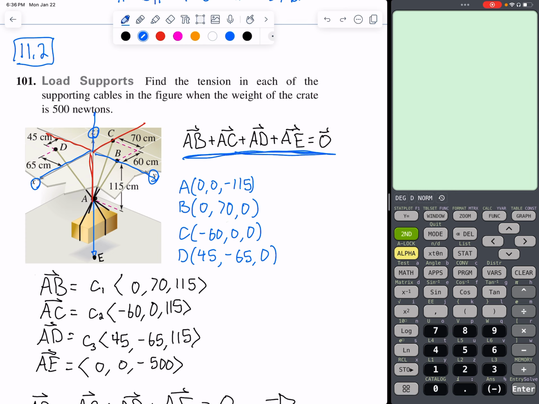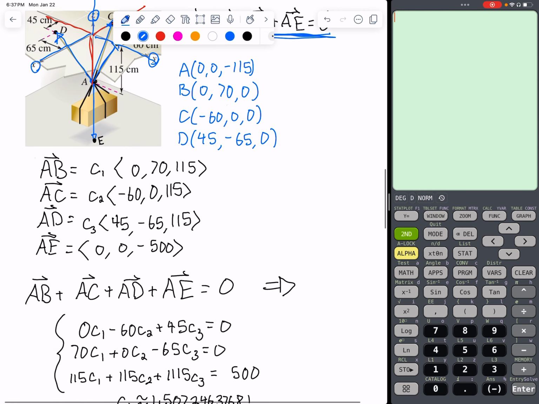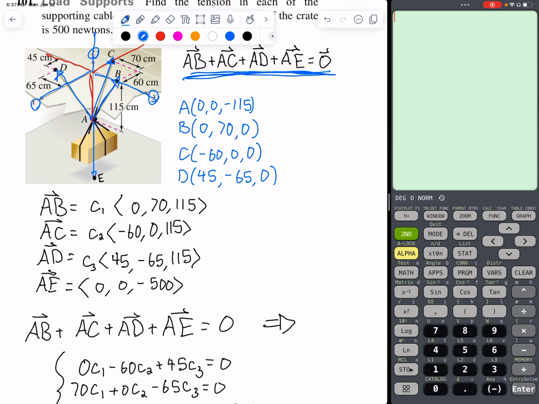This is a static problem, just like the last problem that I'm sending out. AB, AC, AD, AE. If I add all those vectors, and you can see them here, three vectors sticking up and one vector sticking down, those forces should cancel out since it's just hanging there. So this is the confusing part to get set up.